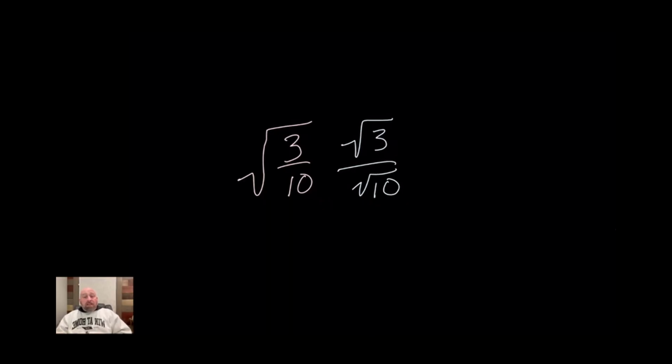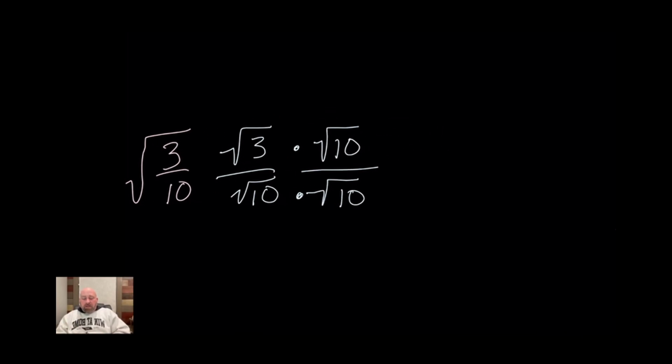So what is the denominator? The denominator is the square root of 10. It says to multiply the numerator by the square root of 10 and the denominator by the square root of 10. And this is going to be like a fraction. Now, let me show you why, all right? I just want to take a second to show you why.